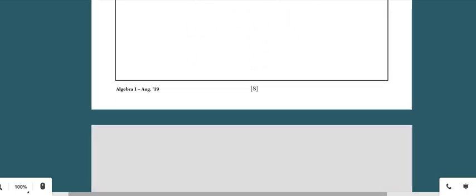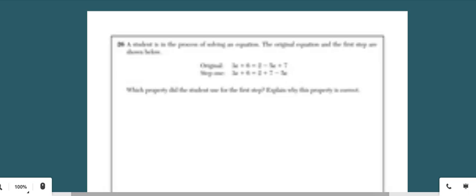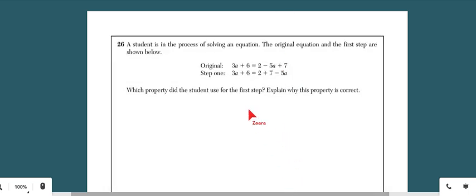Okay, now let's move to the next question. A student is in the process of solving an equation. The original equation and the first step are shown below. This is the original one, and this is the first step that she did. Which property did the student use for the first step? You just have to observe them. It is 3a plus 6. What he did, he just switched them. It is due to the commutative property of addition.